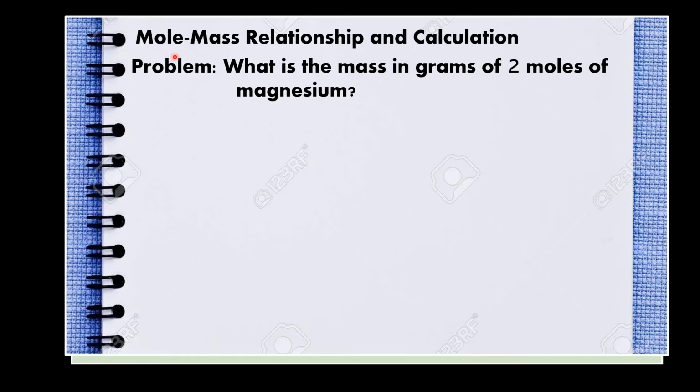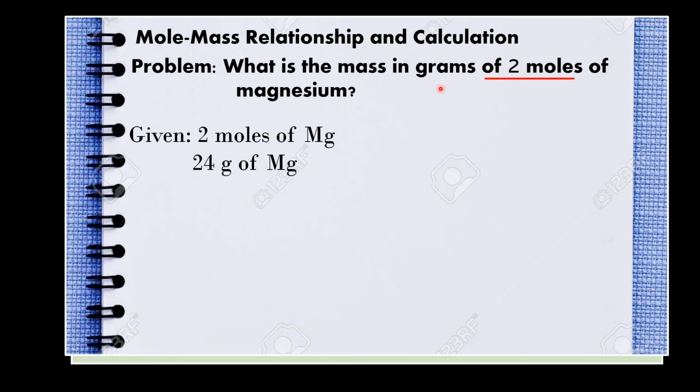Let's calculate mole-mass relationship. The problem is, what is the mass in grams of 2 moles of magnesium? First step is to get the given. You have 2 moles of magnesium, and also get the atomic mass of magnesium using your periodic table, which is 24 grams of magnesium.